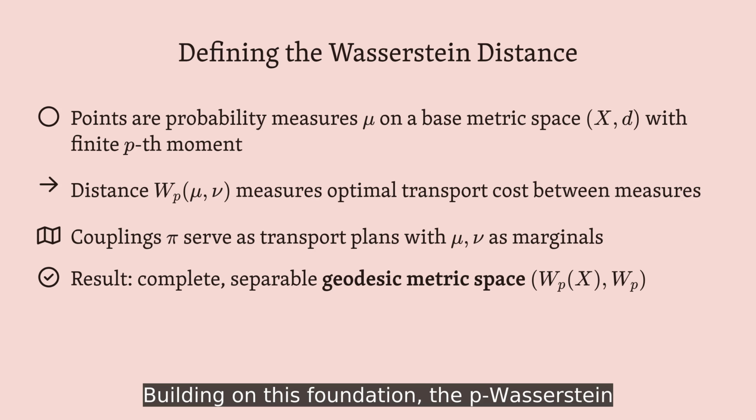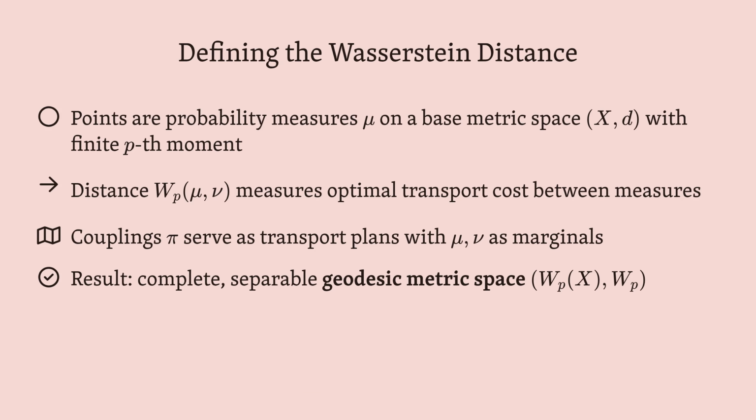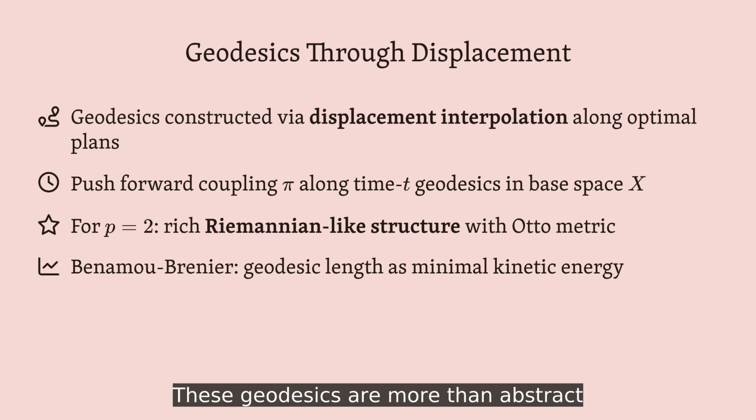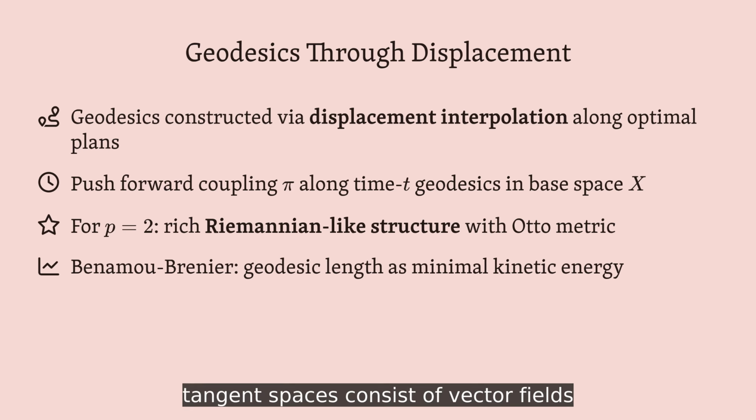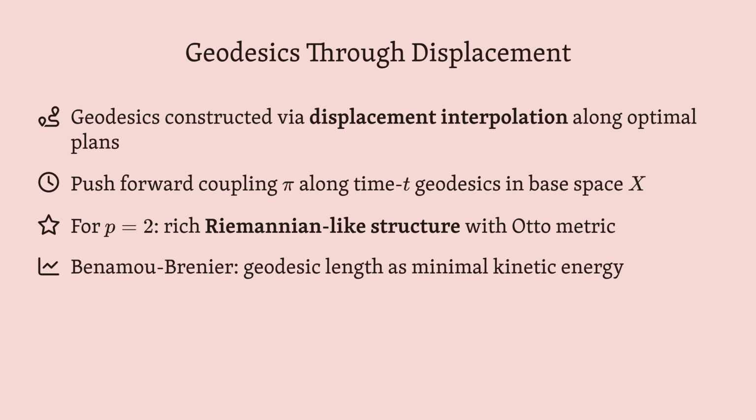Building on this foundation, the Wasserstein distance quantifies how much it costs to optimally transport mass from one distribution to another. We minimize over all possible couplings, yielding a complete geodesic space where constant speed paths arise naturally from displacement interpolation. These geodesics are more than abstract objects. In the quadratic case, they reflect an infinite-dimensional Riemannian geometry, where tangent spaces consist of vector fields, and the metric encodes kinetic energy, bridging optimal transport with calculus of variations.